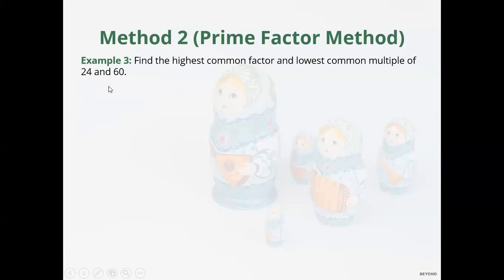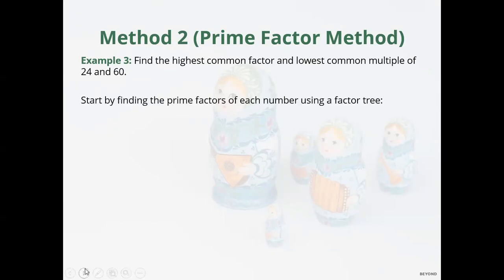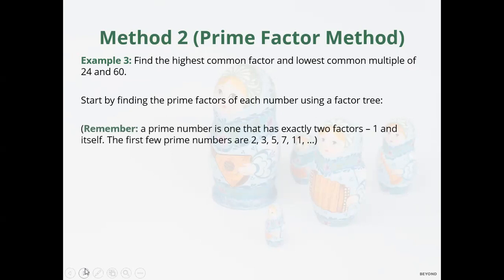So now we are going to do two things, guys. We are going to find the highest common factor and we're also going to find the lowest common multiple. Let's see how the question does it. Okay, start by finding the prime factors of each number using a factor tree. I hope you know what a prime number is. That's why they're telling what prime numbers are here.